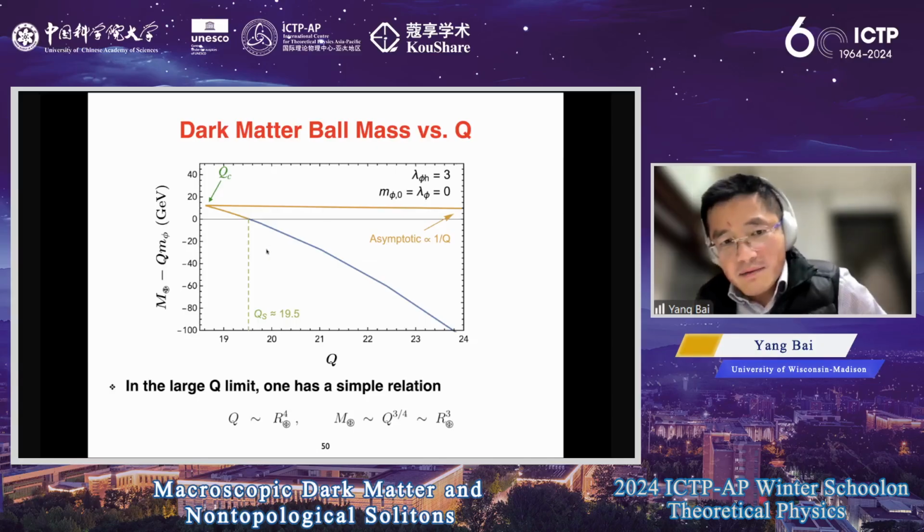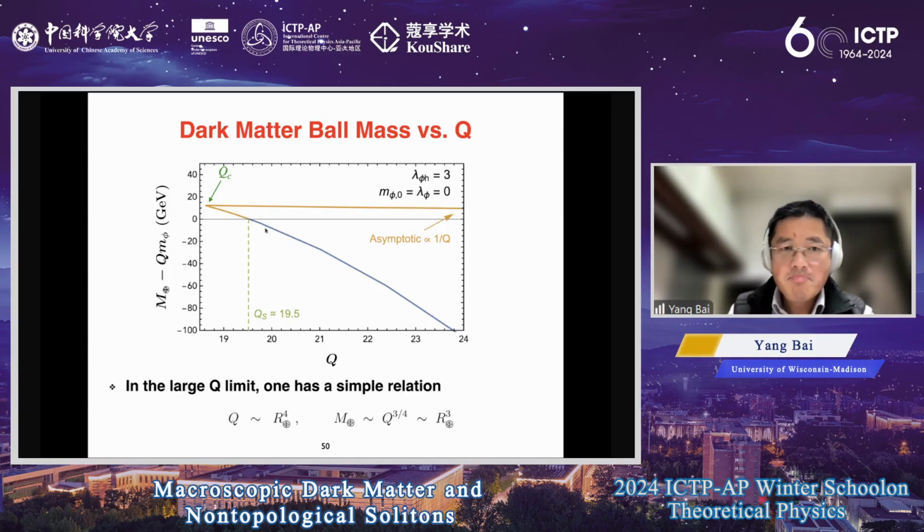Even though here we are discussing scalar constituents, it actually turns out that this general picture shows up even when we talk about fermion Lagrangian type objects, like quark nuggets or fermion balls, for example. They all have those characteristic model-dependent Q_S and Q_C. So that becomes the general feature. For this case, because we ignore the self-interaction of the phi constituents, in the large Q limit one can get a simple relation. It turns out that the charge is proportional to radius to the 4th power, the mass is proportional to Q to the 3/4 power, and also proportional to R cubed. So it's very easy to derive this scaling behavior.